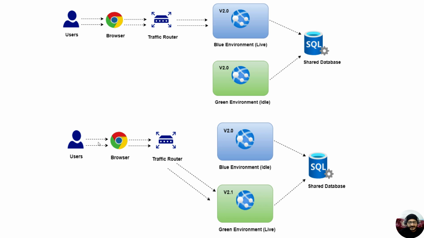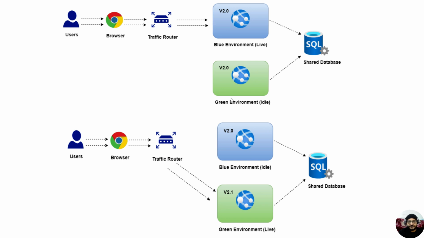In this diagram, the blue environment has version 2.0 of the application running. In the green environment, we release the new version, 2.1. We did all the testing and found it working fine. Then we simply route the traffic to this environment. Now the blue environment becomes idle and the green environment is live. All the users will be accessing your green environment, and they will also have connectivity to the database.